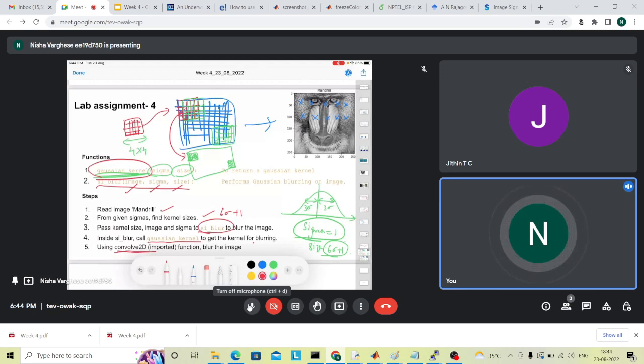Okay, so that's all about this assignment. So it is a very easy assignment. You have to just do these steps, that's all, because convolved 2D is already given. If it is not given, you will have to do this multiplication, addition and all. It is already given, so you have to just pass these values, and that's all. Okay, so that's all about today's presentation. So do you have any questions?